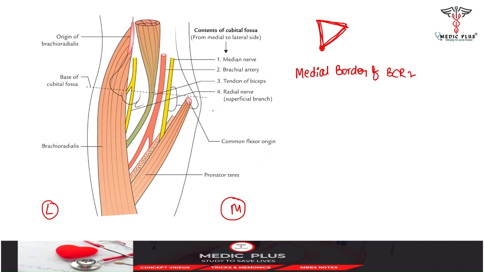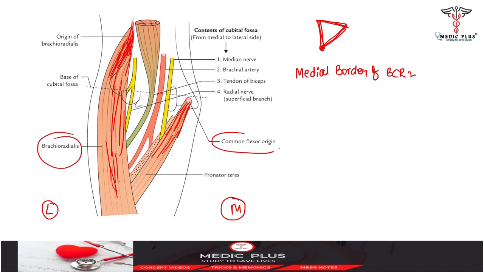Now the medial border is formed by, here you can identify that this muscle arises, this is the origin of the brachioradialis, and this muscle arises like that and like that. So this is the brachioradialis. Understand? Now the medial border is formed by the pronator teres. Pronator teres arises from the common flexor origin. This is a flexor muscle.